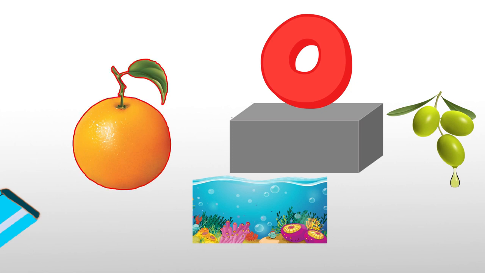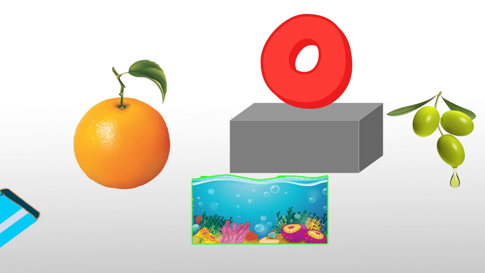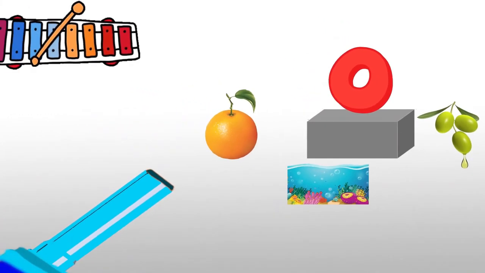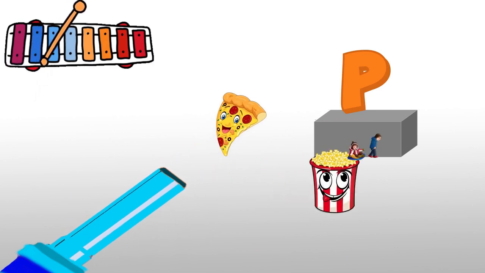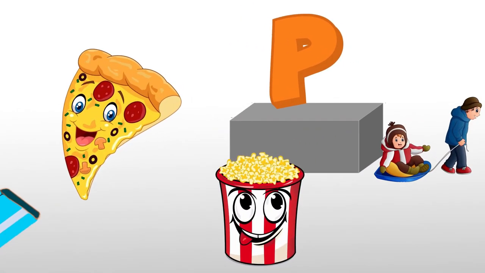O for orange. O for ocean. O for olive. P. P for pizza. P for popcorn. P for pool.